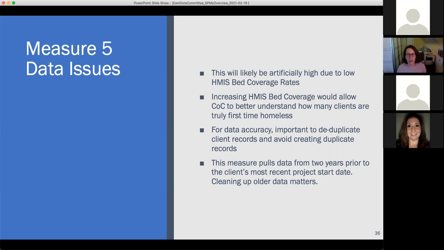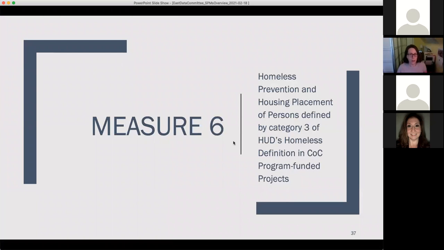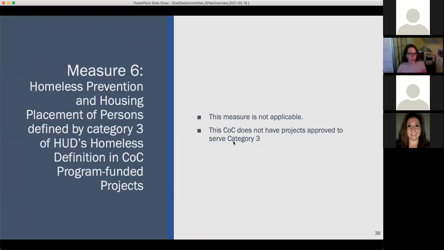And then again, just this issue of old data matters, right? The system is going to look back for each client, 2 years prior. So all that data really is important, and we have to think about that as we maintain our data moving forward. Measure 6 is one we don't have to worry about.